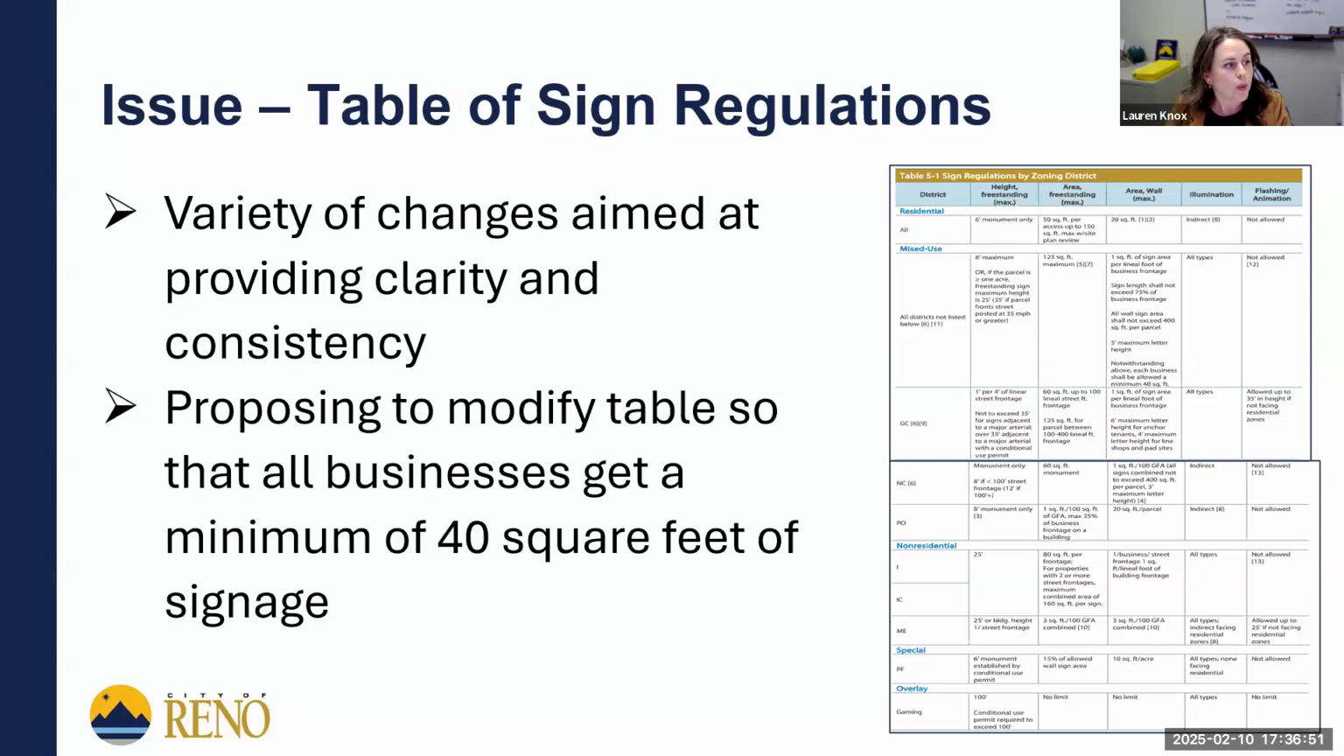We also proposed to modify the table so that all businesses get a minimum square footage of signage. We were running into an issue where we'd have, say, a shopping center and you're allowed to have 400 square feet total in that area. But you might have an anchor tenant comes in, takes all the signage, and then smaller businesses are left without any signage, or it could be already developed and then a new business comes in. So we needed to add something to ensure that everyone got at least a little bit of signage.